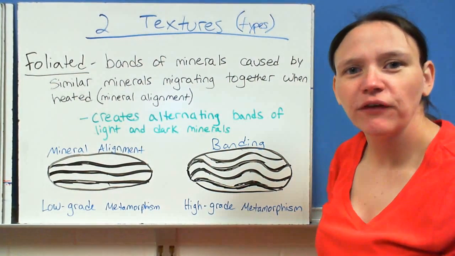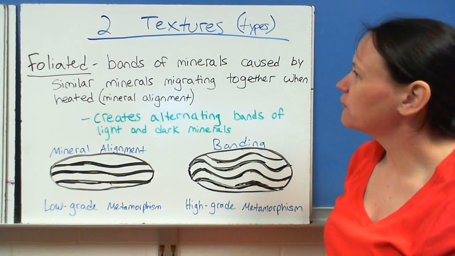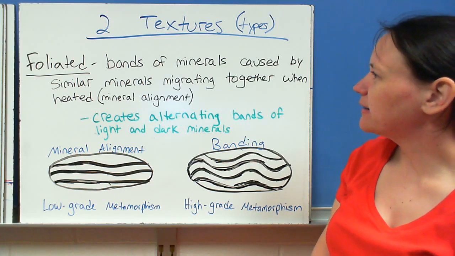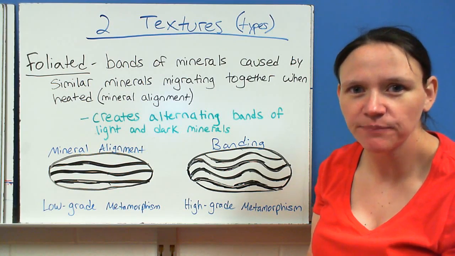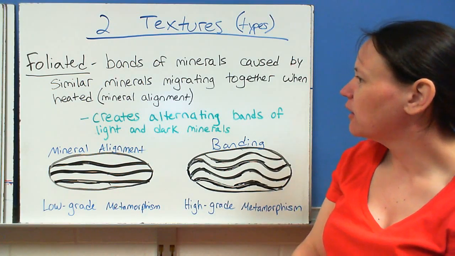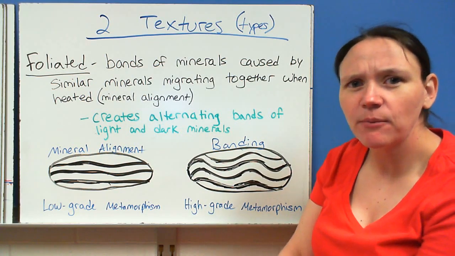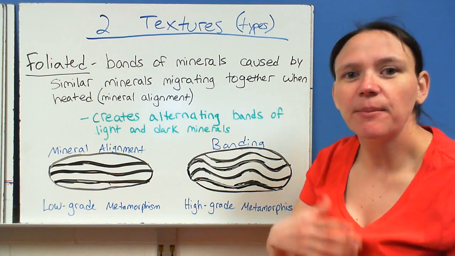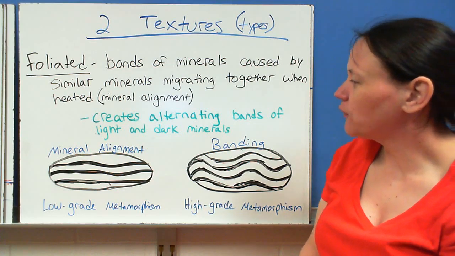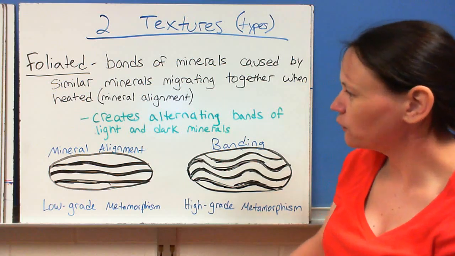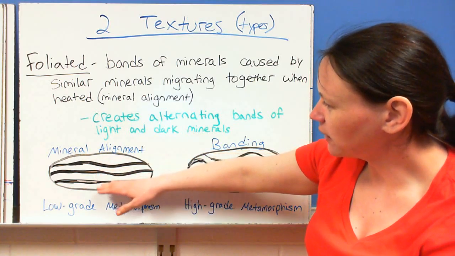Now when we look at metamorphic rocks and try to identify them, there are two different textures that we look at. The first one we're going to look at is foliated. And these are when you have bands of minerals that are migrated together because of that heat and pressure. The similar minerals all come together, and we call that mineral alignment. And depending on the amount of metamorphism that occurs, the appearance of the rock will be slightly different. But the main thing that you'll see is an alternating band of light and dark minerals. So if we look at this example right here, this is mineral alignment. You can see light, dark minerals.